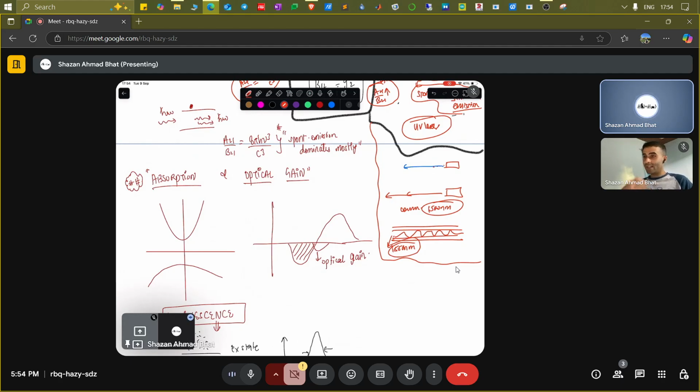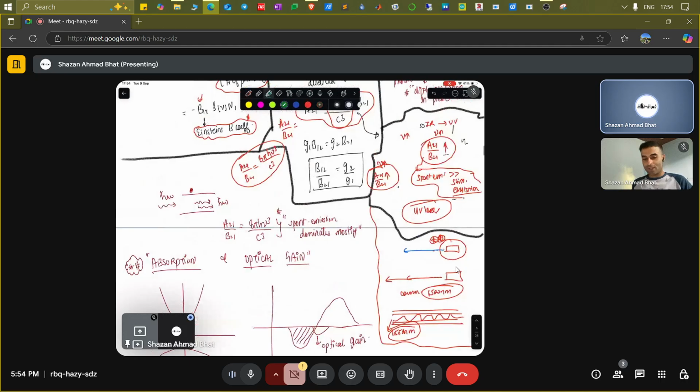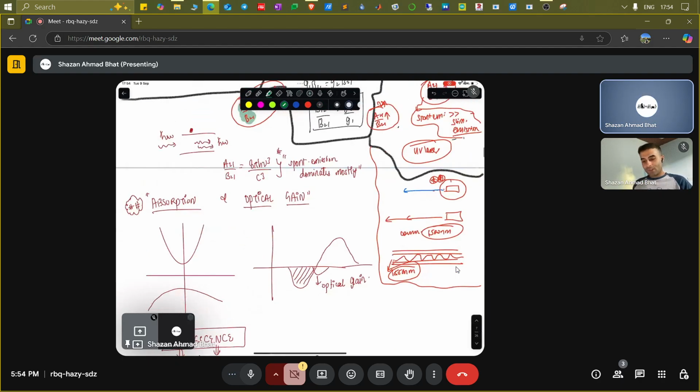And that's why making an active material that can cause stimulated emission in UV is very challenging and difficult, because the absorption is huge. That is what this basically says: the absorption is huge compared to that of the stimulated emission. Okay, so that's what I have written here. The spontaneous emission dominates mostly.